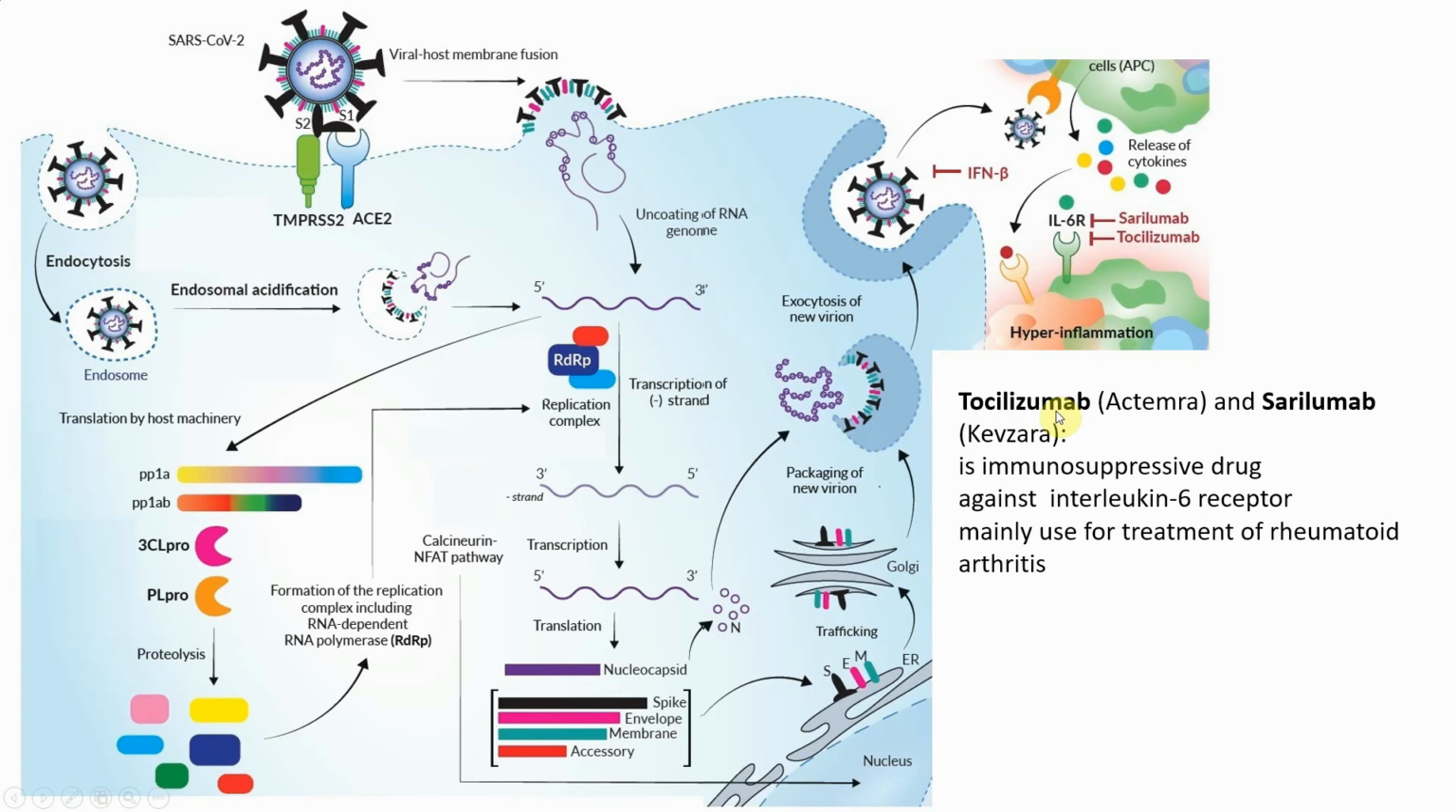And tocilizumab, or we say Actemra, and sarilumab, they are used mainly as immunosuppressant drugs against interleukin 6, because in the other situation, when a virus enters the cell and the cell called APC, antigen presenting cell, in this case they can cause the formation of cytokines, and an increase of cytokines can cause the most problems. And mainly we use this type of drug for the treatment of rheumatoid arthritis.